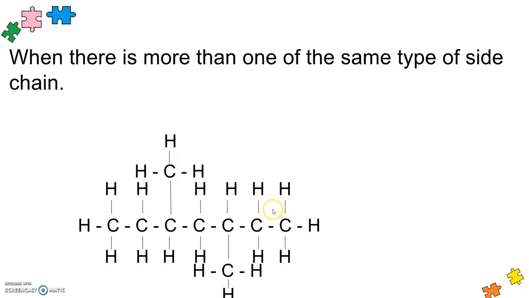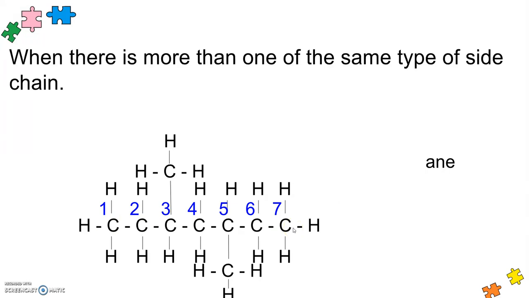Let's look at this example. First, I want to determine the homologous series. I see there's only single bonds, so I know I have an alkane, and it's going to end with -ane. I identify my longest chain. There we have it, the 7 carbons going to this side.